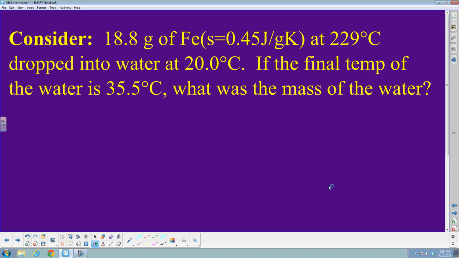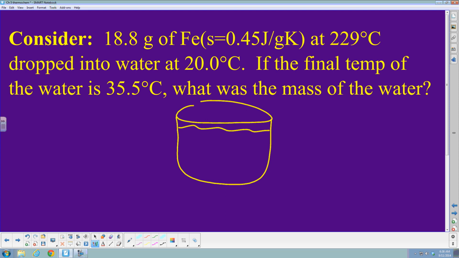All right, same kind of thing. Let's draw a picture. So first thing I do, draw the picture. I have water in here, and my water is, what did it say? My T initial water is equal to 20.0 degrees Celsius. Says the final temp, oh, okay, so I have a T final water. This is going to be a little easier to do. 35.5 degrees Celsius. What is the mass of the water?